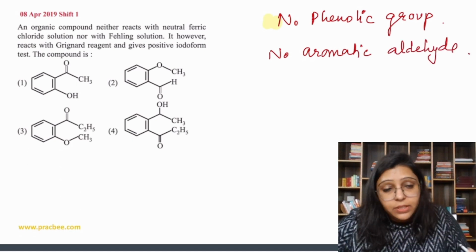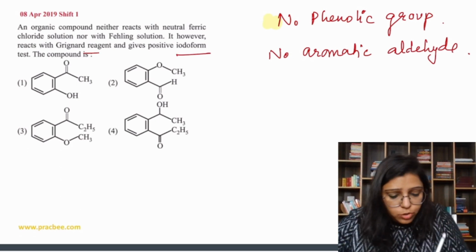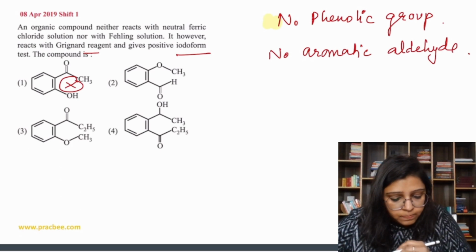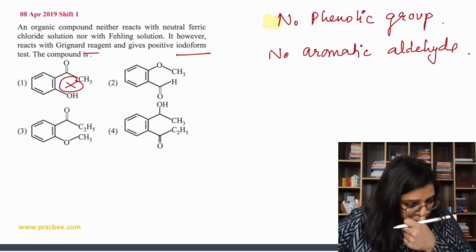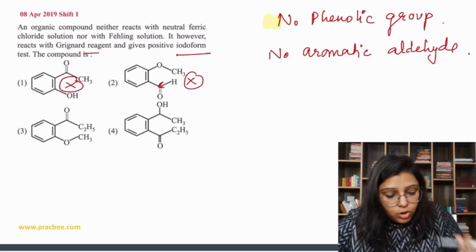It, however, reacts with Grignard reagent and gives positive iodoform test. Iodoform test is given, and Grignard reagent reacts, so first the phenolic group should not be there. So this cannot be the answer. Okay. Now aromatic aldehyde. So this is aromatic CHO. So this cannot be the option.